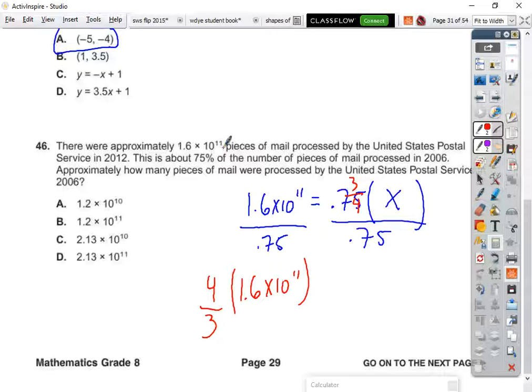I was about to say D. Alright, so let me reread the question. This is 75% of the number of pieces of process, so it has gone down. Approximately how many pieces of mail were processed by the United States Postal Service in 2006? Oh, so we need to have a number that is larger, right? Yep. That is very interesting.